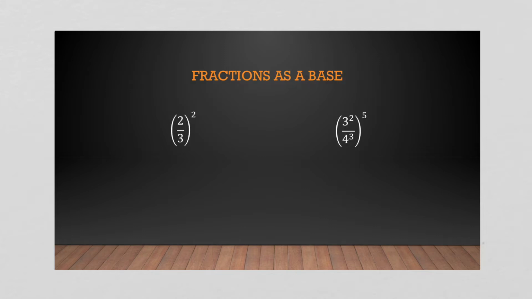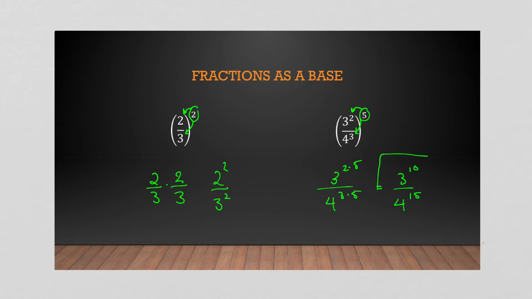So what about a fraction as a base? Well, in this case, you have to consider the fact that you have 2 over 3 times 2 over 3, which means you would have 2 to the 2 over 3 to the 2. So what that means is this exponent has to multiply into that exponent and into that exponent. So you can see that in play here. This needs to multiply into here and into there. So you'll get 3 to the 2 times 5 over 4 to the 3 times 5, which gives us 3 to the 10 over 4 to the 15. And we cannot do anything more here because we do not have a common base.